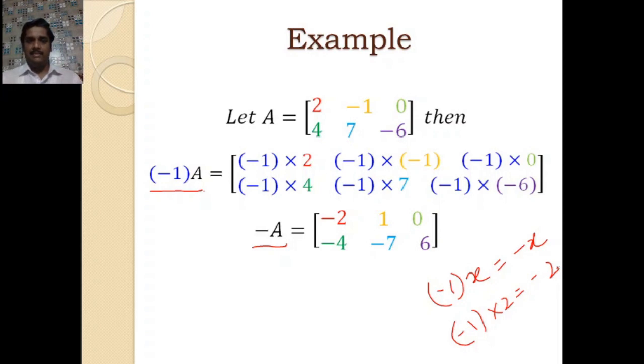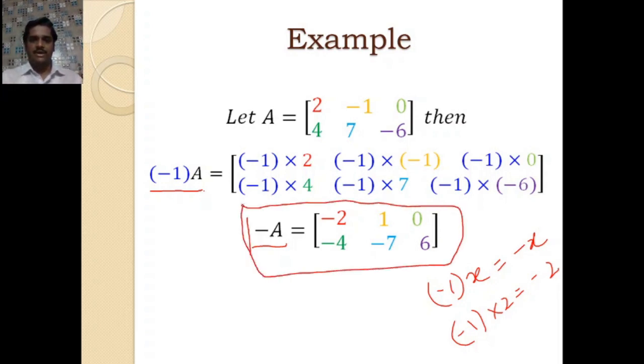This minus A matrix which you have got is known as the negative of A. Practically, to get the negative of A, we just change the sign of each element. 2, if we change the sign, will become minus 2. Minus 1, if we change the sign, will become 1.